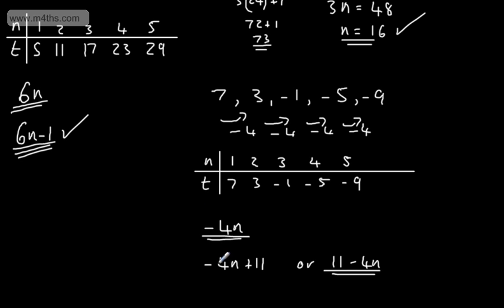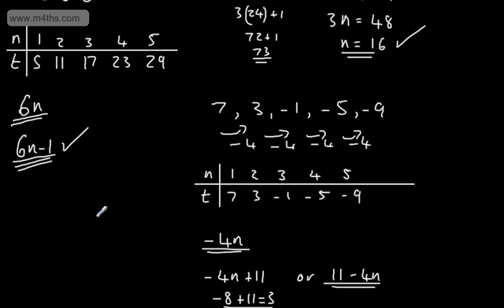So if n is 2, minus 4 times by 2 is minus 8, plus 11 is going to give us 3. So we can see it works here. Minus 4 times by 3 is minus 12, plus 11 is minus 1. And you can see it keeps going. So that now is the nth term.